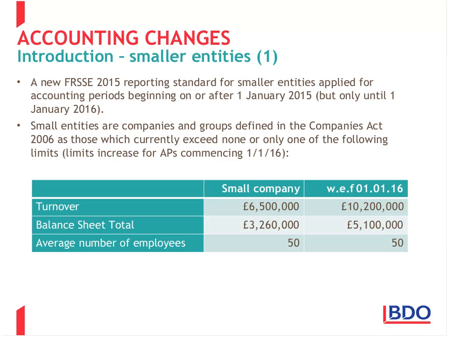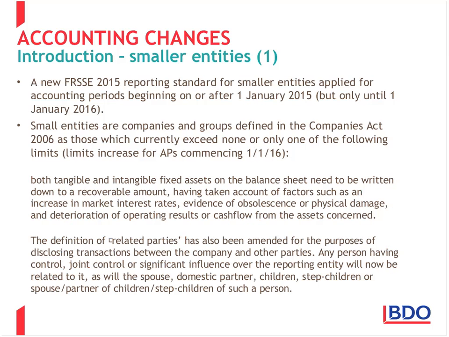So, who's affected? The new reporting requirements affect small companies, and small companies are defined as those that meet two of the following conditions: turnover of 6.5 million, balance sheet total of 3.26 million, and an average number of employees of 50. The limits, as you can see from the table, are increased with effect from 1 January 2016.